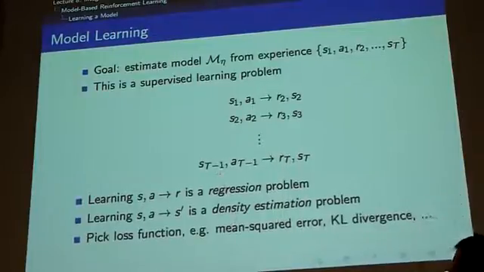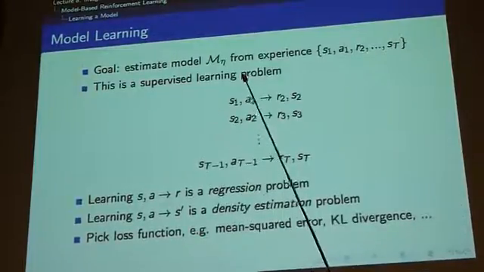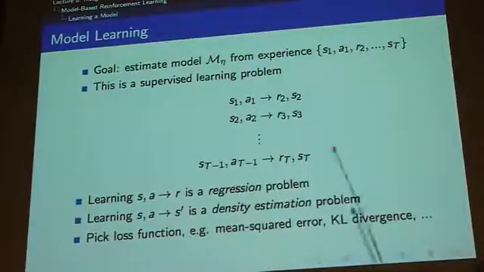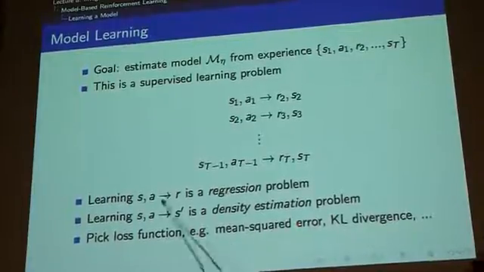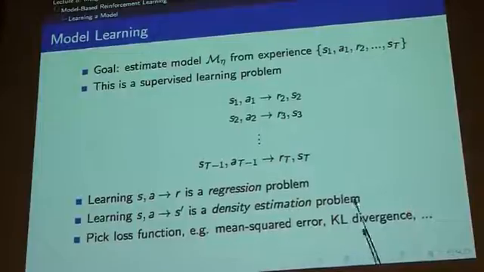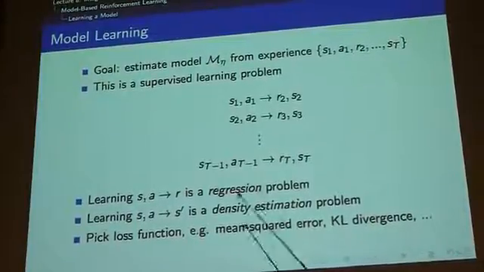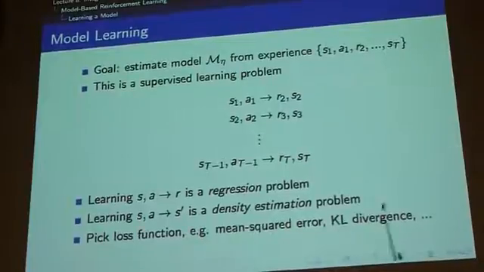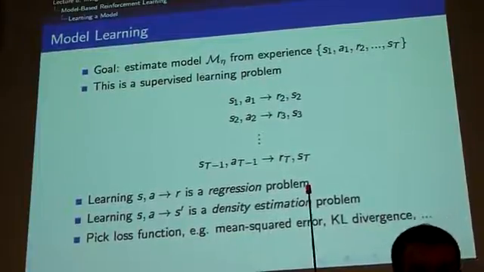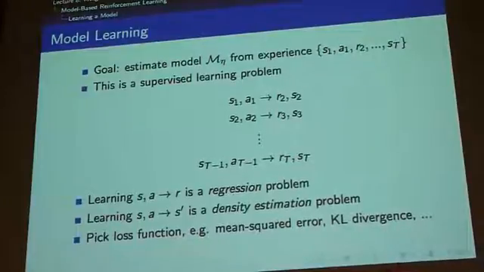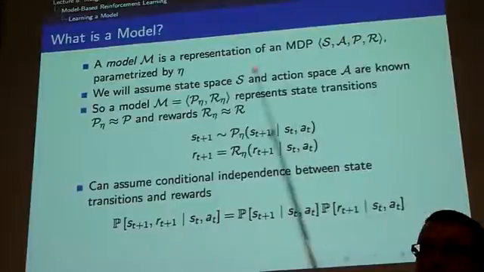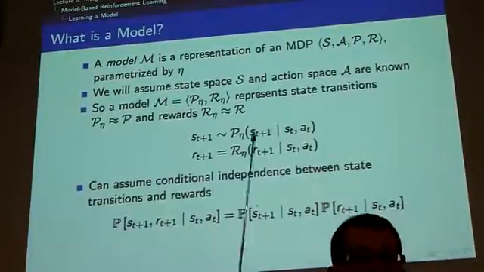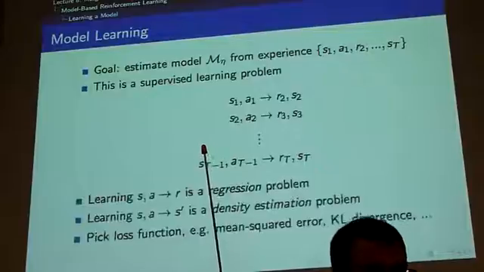Now, I'm not going to teach you supervised learning. There's another course on that which I hope you went to. But essentially, you could pick your loss function. If you want to do regression, maybe you choose mean squared error and optimize that. If you want to do density estimation, perhaps you pick KL divergence and optimize that, or some other appropriate loss function. The goal is to make your model look as close to the real MDP dynamics as you can, given data, given experience of that MDP.